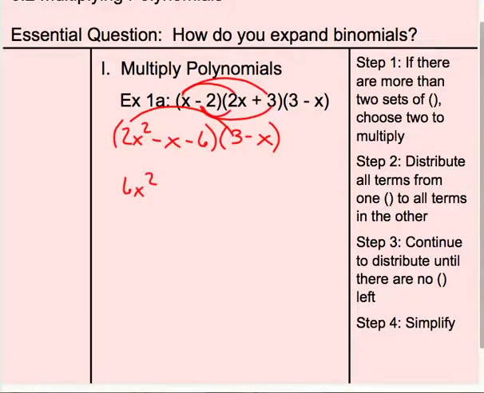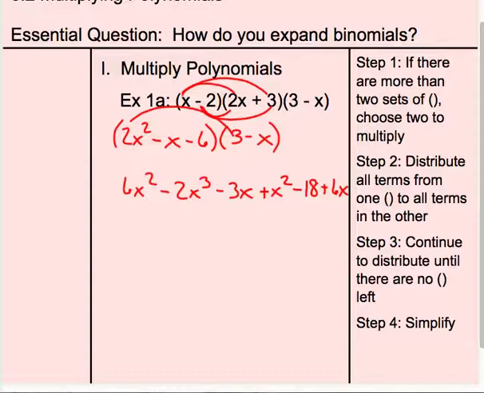2x squared times negative x. And now I have to distribute my negative x to both terms. So negative x times 3 and negative x times negative x. Now I'm going to distribute my negative 6 times 3 and my negative 6 times x. And then finally I'm going to simplify, combining all of my like terms. And of course our answer must be in standard form.